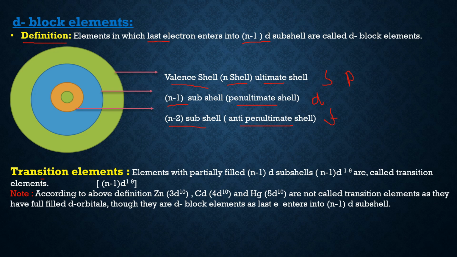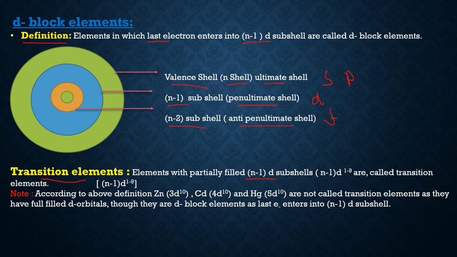Now what are transition elements? See, D block elements are present in between S block and P block of the periodic table. So there is a transition in the properties from metals to non-metals. Hence they are called transition elements. Now what is the exact definition of transition elements? Elements in which partially filled n-1 d subshells are present are called transition elements. Partially filled n-1 d subshell means the configuration should be n-1 d 1 to 9.